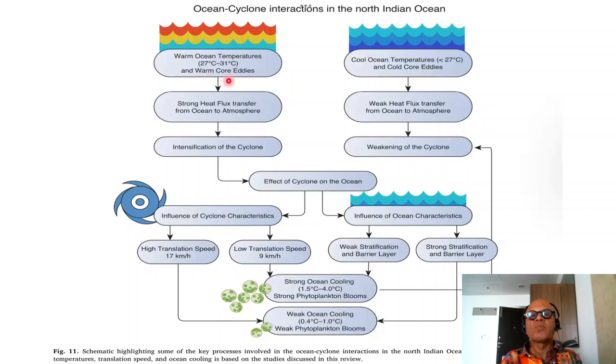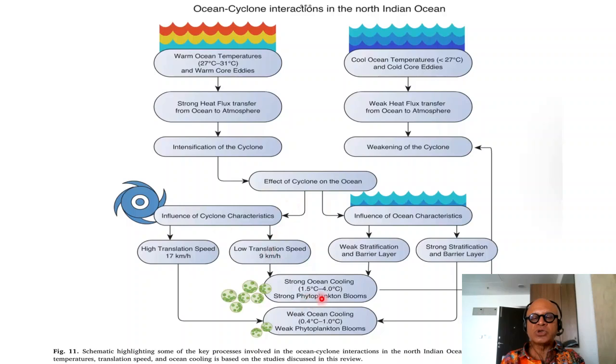So you also have warm core eddies, so strong heat flux transfer from the ocean to the atmosphere. So oceans driving the atmosphere. Intensification of the cyclone, which is obviously fed from the available cyclone potential in the ocean. So the effect of cyclone on the ocean is done through multiple channels here, where the influence of cyclone characteristics determines translation speed, let's say 17 kilometers per hour here, whereas in the low translation speed you have 9 kilometers per hour. So you have two categories there.